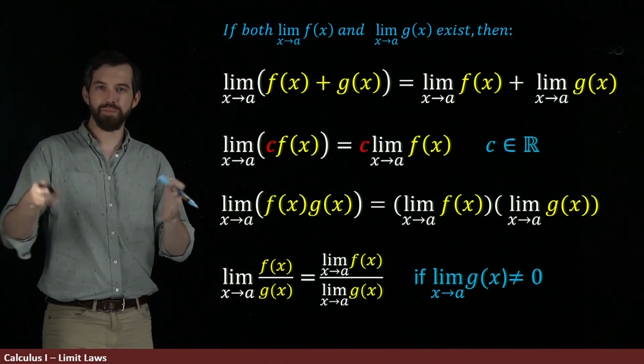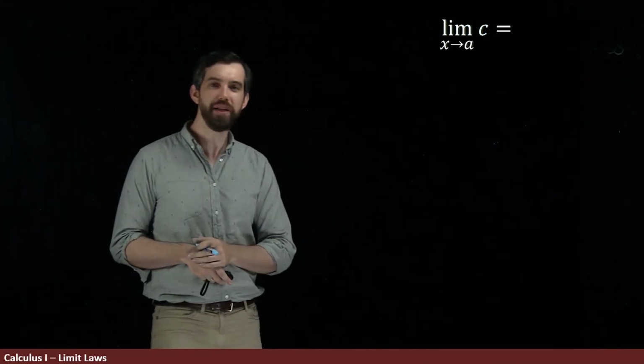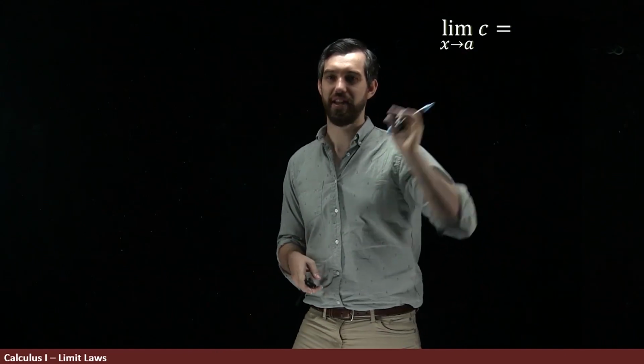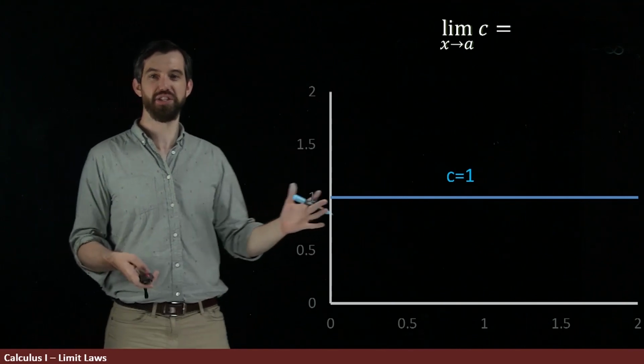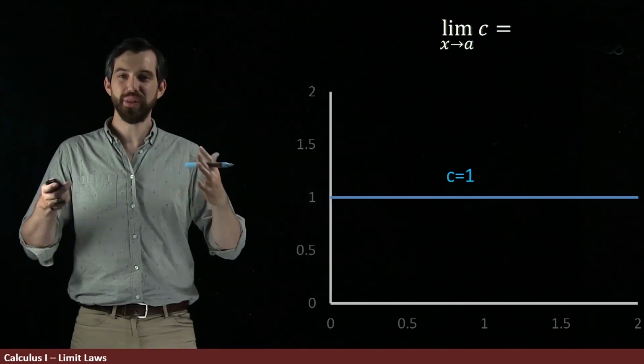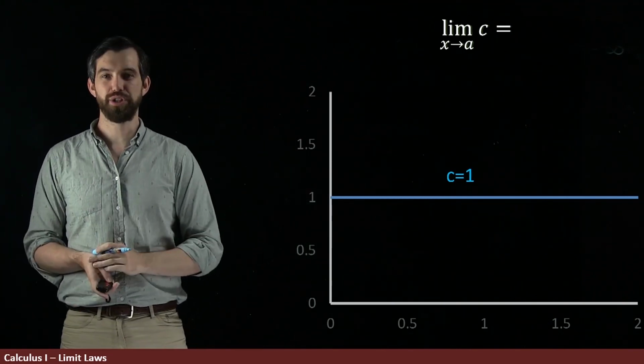Do a really simple example next. I want to do the limit of a constant as x goes to a value of a. So for example, I'm going to bring up a graph here. This is the choice where my constant was 1. What is the limit of 1 as x goes to a?